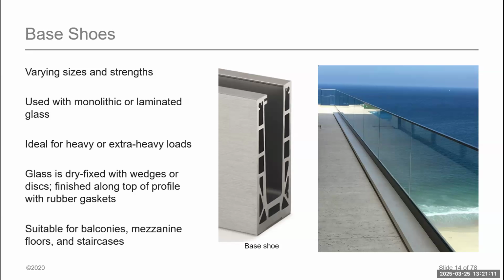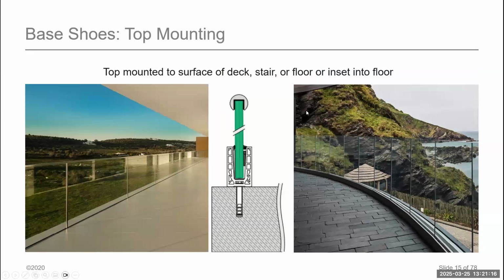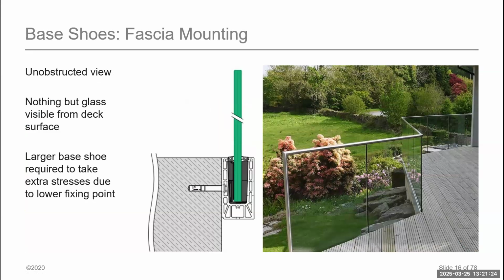Base shoes really are the quintessential glass railing element that we see in the market. They can be top mounted, as you see in the diagram here. They can also be fascia mounted, which means they would be installed to the face of the building. There are some challenges with fascia mount. You would then need access to the exterior of the building from the outside to fasten that element into the building itself. But one of the things that is nice with at least some of the industry systems is they do allow for the glass installation to take place from the interior side of the building.